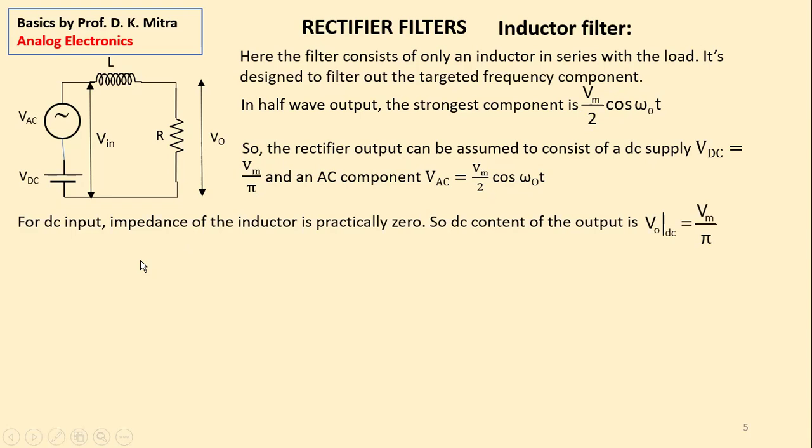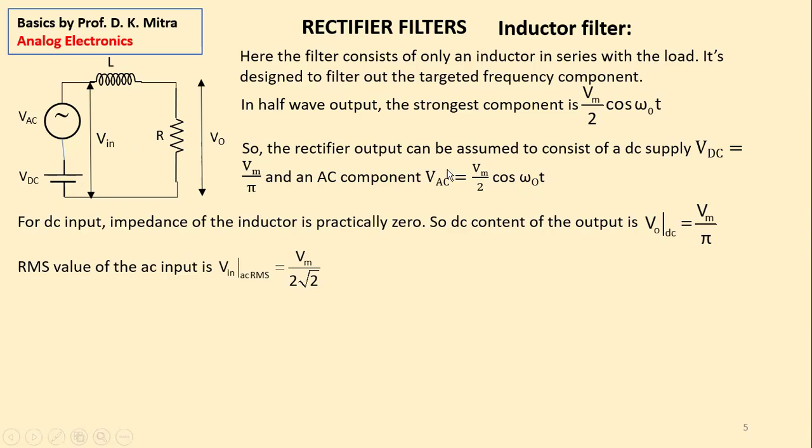Now, next step. When you consider the DC input, this rectifier input comes here. It's a DC component when it passes through the inductor. You know that an inductor's impedance is practically 0 for DC, right? So, the DC output will be the same as the DC input. So, output DC, VODC, is also Vm by pi. Fine? And the AC component has Vm by 2 as the amplitude.